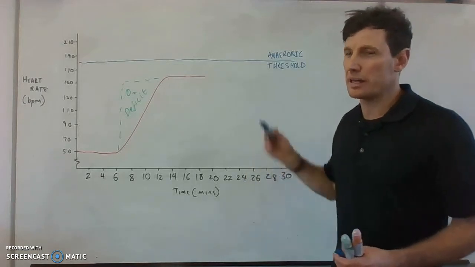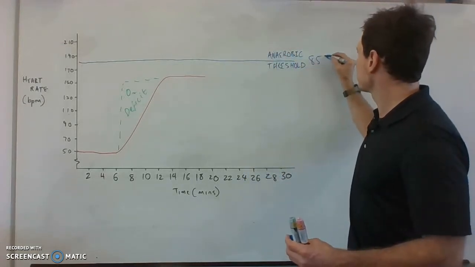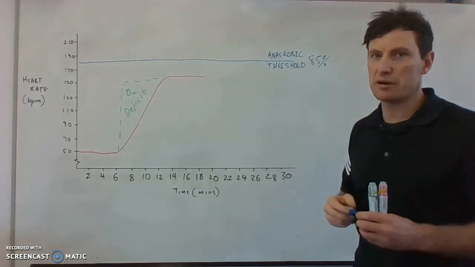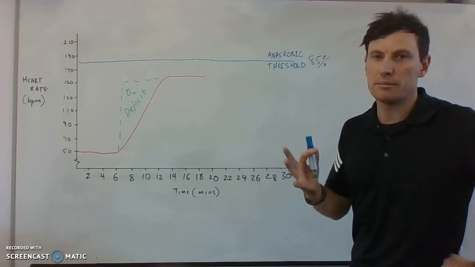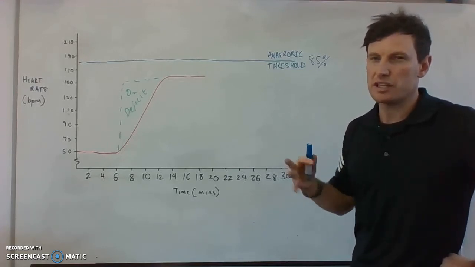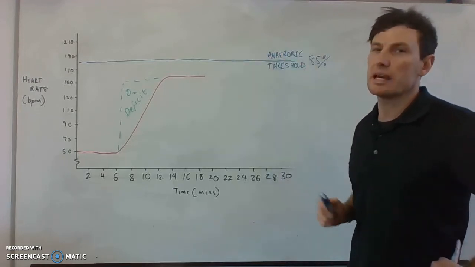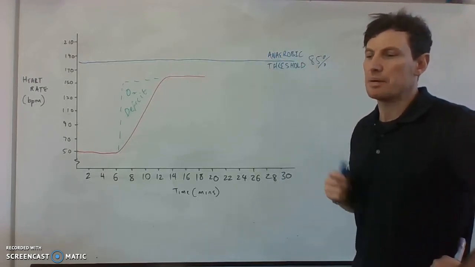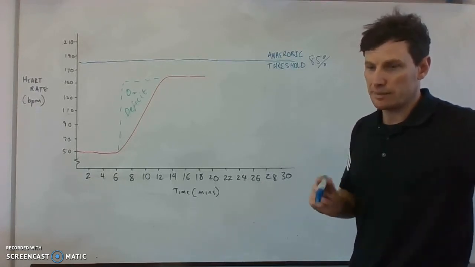Anaerobic threshold. So that's the point where, above this line, above 85%, the anaerobic energy systems are going to become the most dominant system supplying energy. They all supply energy at the same time, but above this point is when the anaerobic energy systems become the biggest supplier of energy. You need to keep that in mind.